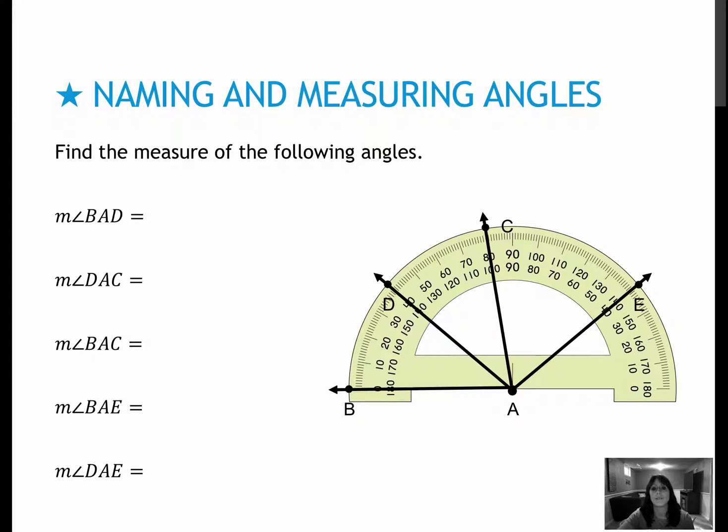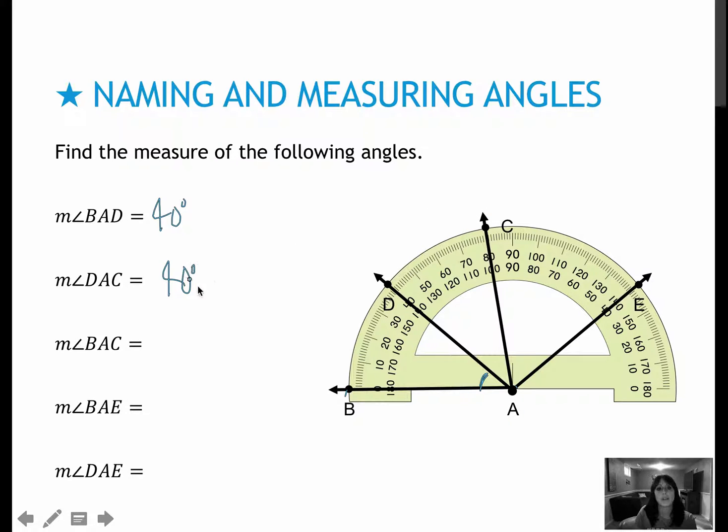Take a few moments to find the measures of all of the angles listed here and then press play to check your work. So angle BAD, BAD is right here. Again, that's already lined up at 0, so that one's fairly easy. That's 40 degrees. Angle DAC, DAC would be from 40 to 80. So again, I could just take 80 minus 40 or count by tens.